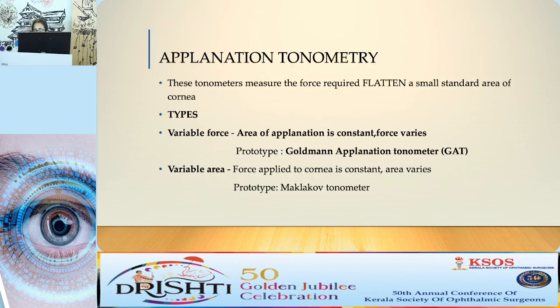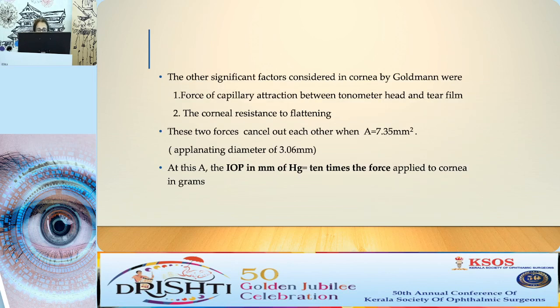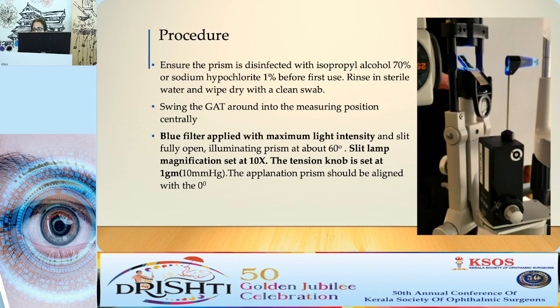Now, the applanation tonometer, that is mainly Goldmann applanation tonometer, which is a fixed area variable force tonometer. It is the most commonly used tonometer worldwide and considered as a gold standard, based on the Imbert-Fick principle, and the applanating diameter is 3.06 millimeters. As you all know, it is a slit lamp mounted instrument. You have a biprism, which is the applanating area. Then there is a housing which has the weights and the adjustment knob to adjust the force that you need to apply.